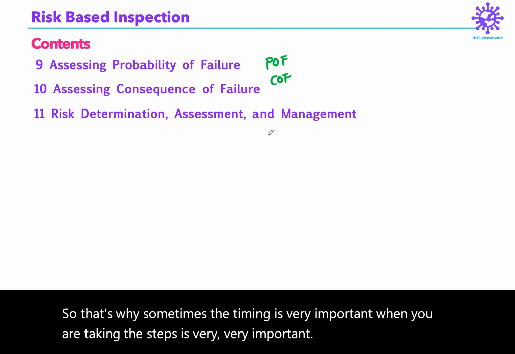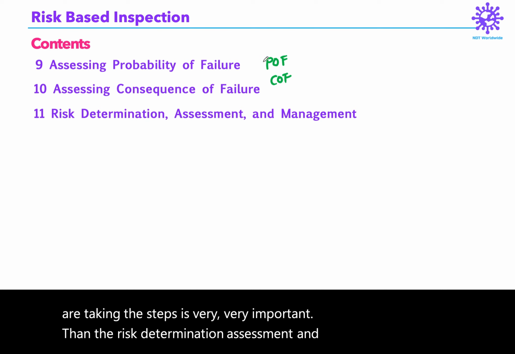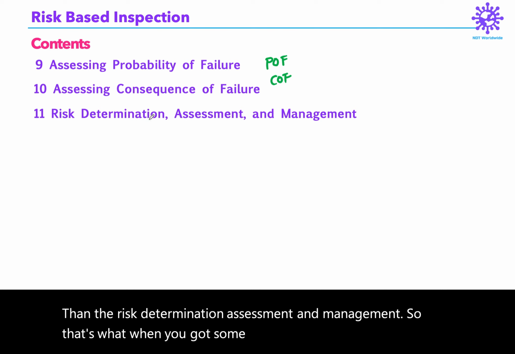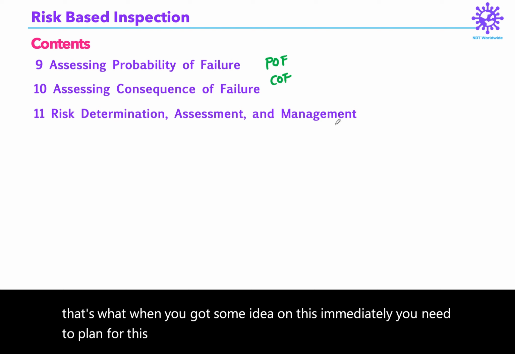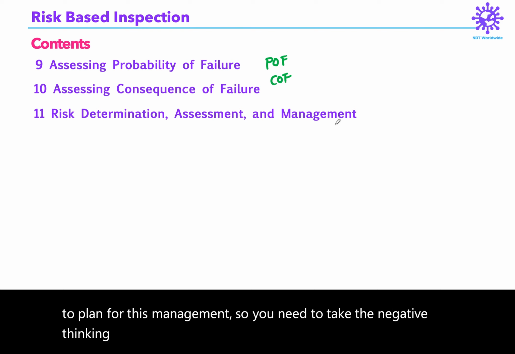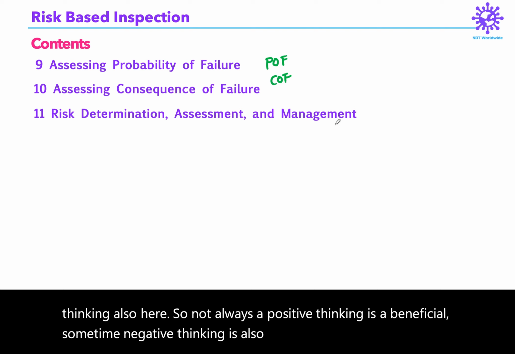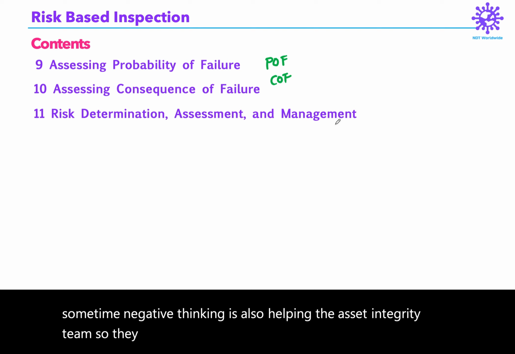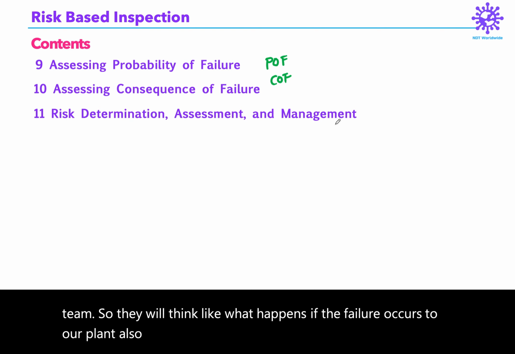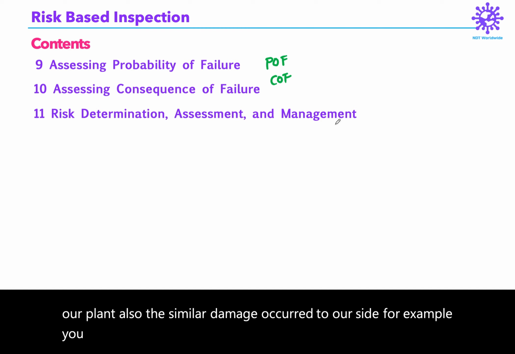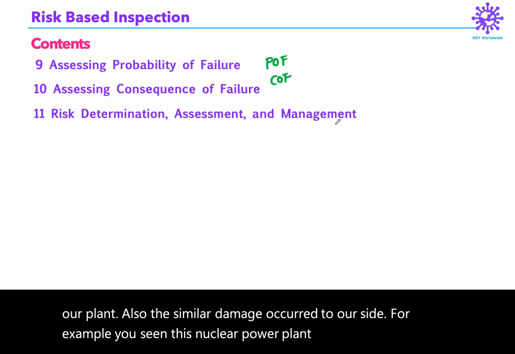Then comes the risk determination, assessment and management. When you have some idea on this, you need to immediately plan for this management. You need to take negative thinking also here. Always having positive thinking is not beneficial. Sometimes negative thinking also helps the asset integrity team. They will think, what happens if the failure occurs to our plant also, if the similar damage occurs on our side? For example, you saw the nuclear power plant Fukushima.